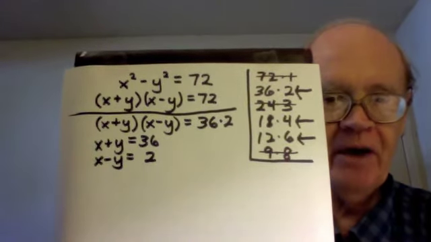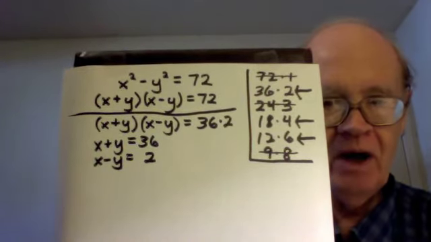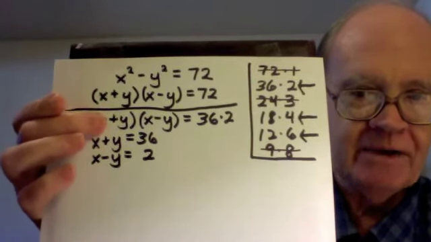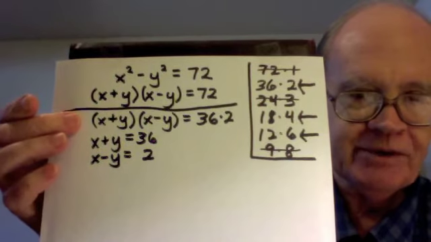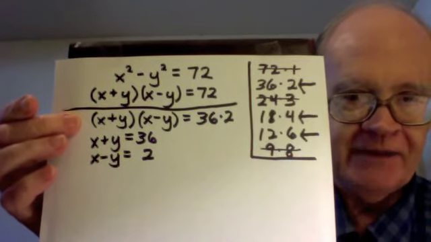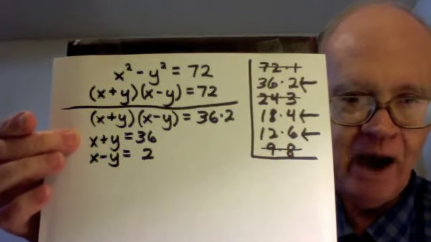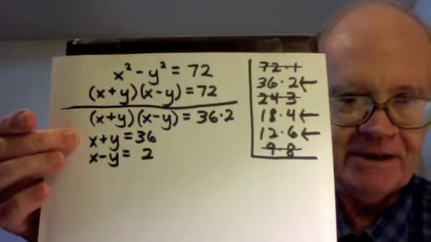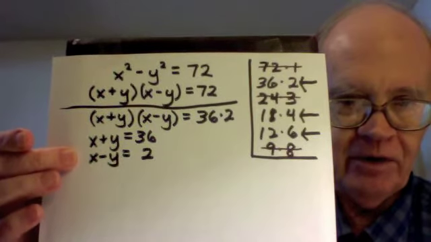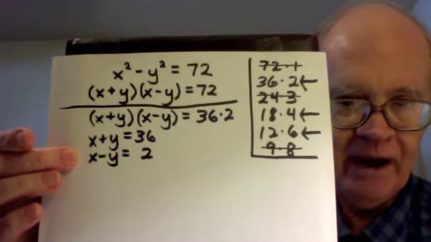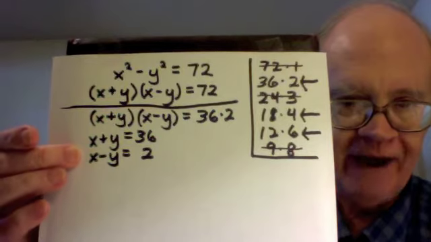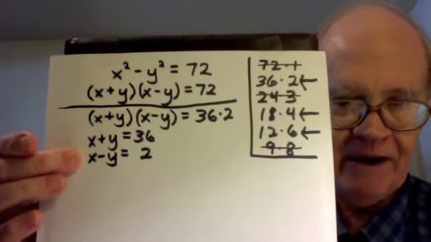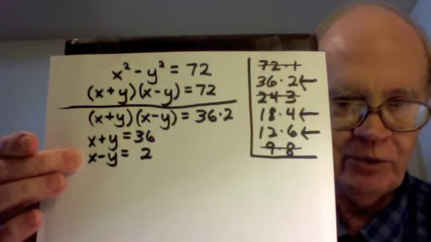First, I'm using the pair 36 times 2. I write x plus y times x minus y equals 36 times 2. I set the larger algebraic factor x plus y equal to the larger constant factor 36, and the smaller algebraic factor x minus y equal to the smaller constant factor 2. So I have x plus y equals 36, x minus y equals 2.